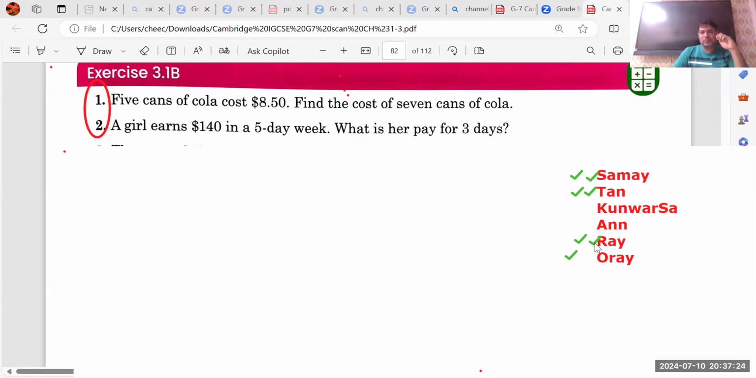Ray, did you like this method? Yes, sir. I think so, sir. We did this before in school also. So it is very familiar.